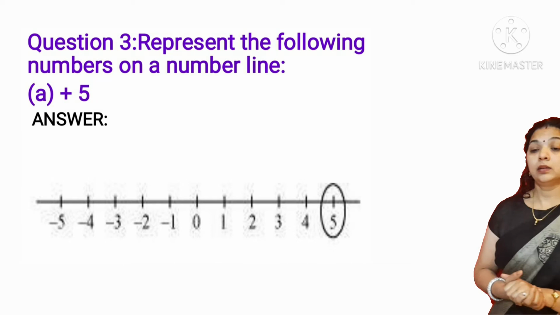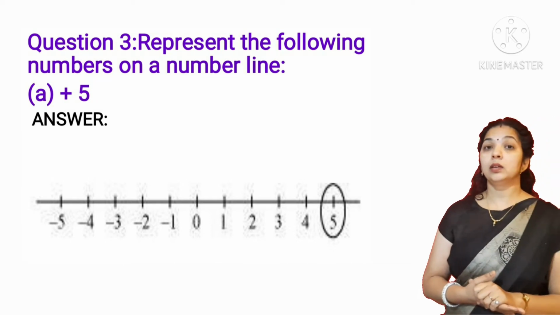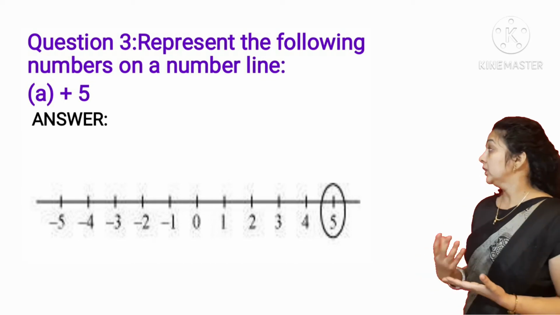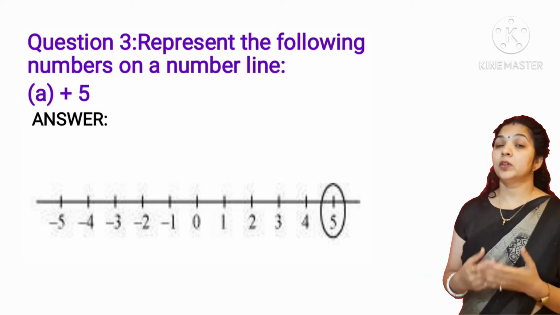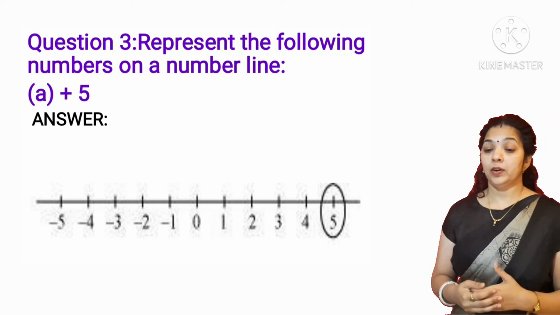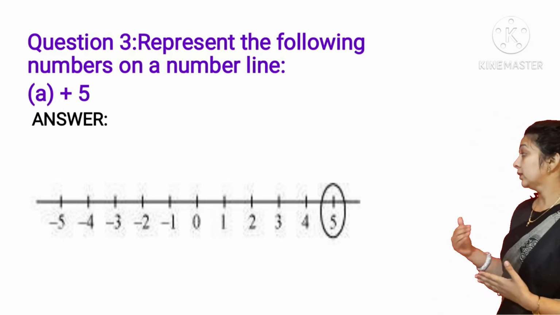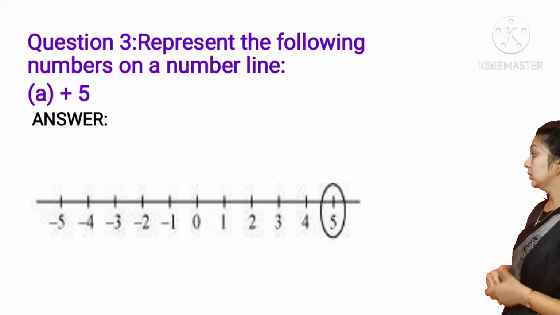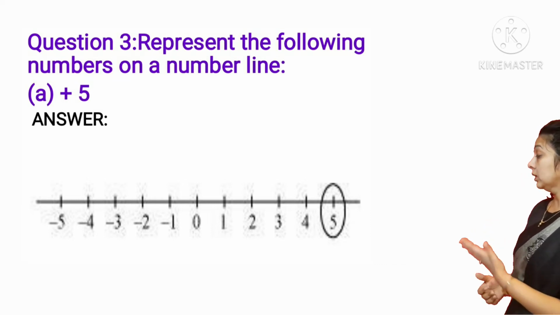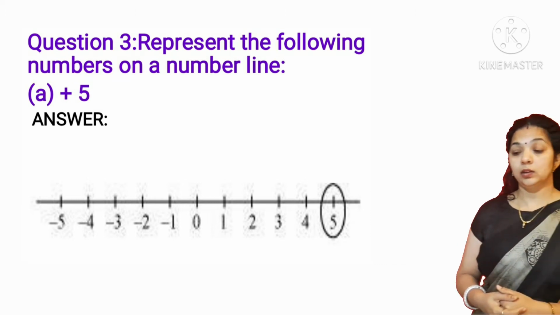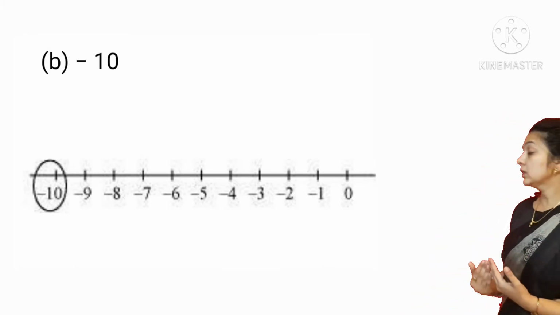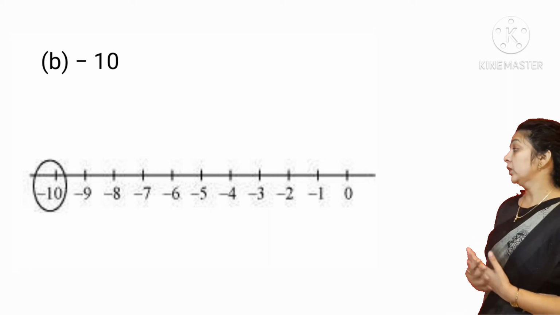Next question, represent the following number on the number line. What we have to do is represent the given integers on the number line. The first integer is plus 5. Plus 5 is on the right hand side of 0. So we will count 5 numbers and mark the 5 on the right hand side of the 0 on the number line.